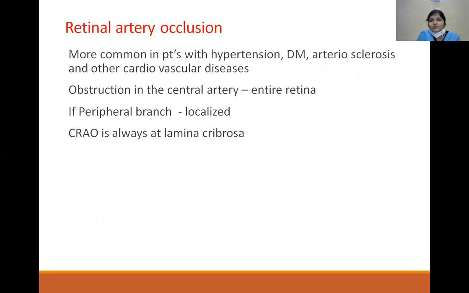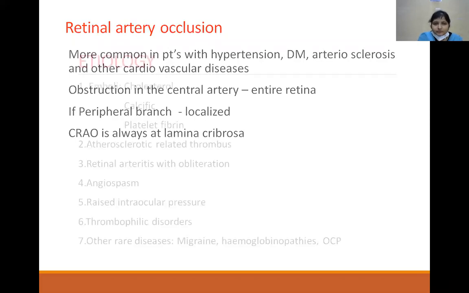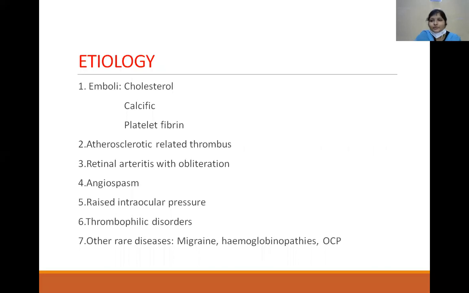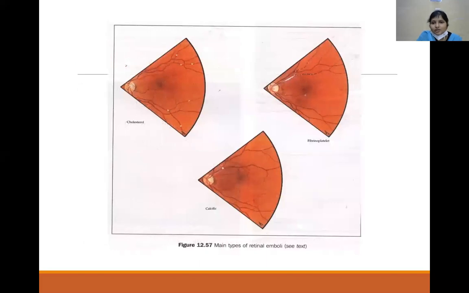It is more common in patients with hypertension, diabetes, and arteriosclerosis, and also in patients with other cardiovascular diseases. Obstruction of the central artery causes the entire retina to become ischemic. If a peripheral branch is involved, then localized ischemia will be present. Coming to etiology, there are various factors which influence the occurrence of retinal artery occlusions. The main important thing is emboli. There are three types of emboli: cholesterol emboli, calcific emboli, and fibrinoplatelet emboli.